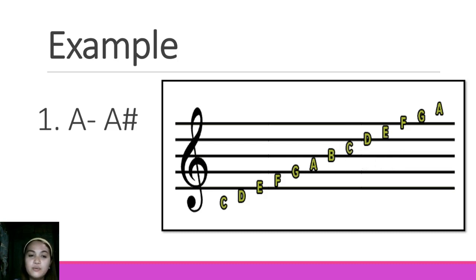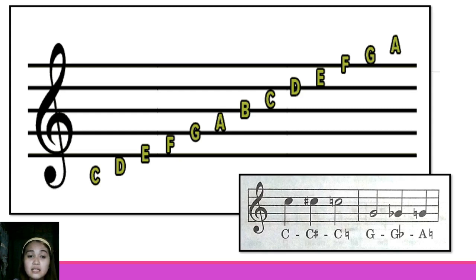Again, we have A and A sharp. So, where will we put the note? Here in the A space. A sharp is also in the A space. So, what you are going to do is memorize the letters. Okay, let's try to memorize it. Again. C, D, E, F, G, A, B, C, D, E, F, G, A.